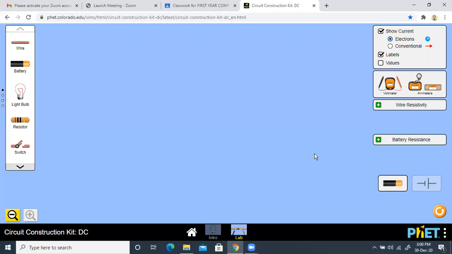Hello students. Today we are going to understand what is meant by electric circuits. When I say electric circuits, it has some components, like a battery which acts as a source, a bulb which acts as the load, and even the resistor also acts as a load. And these components are connected by a wire.